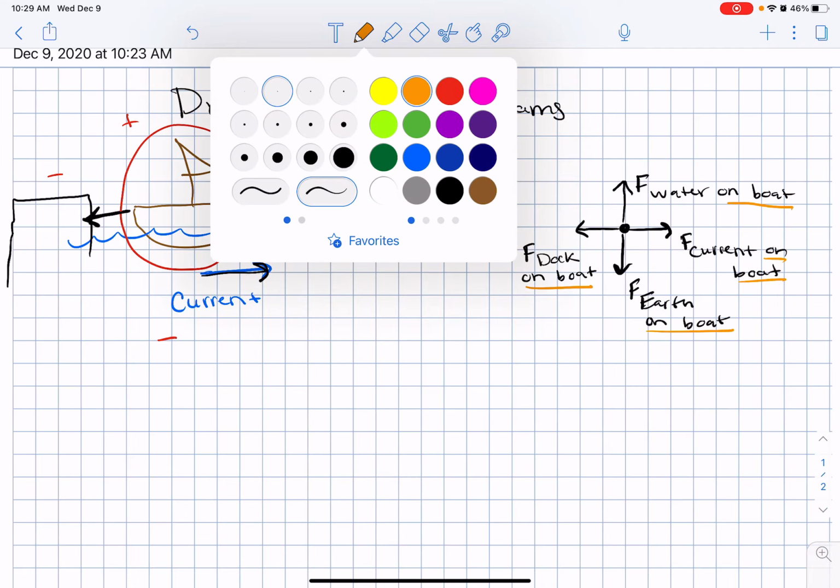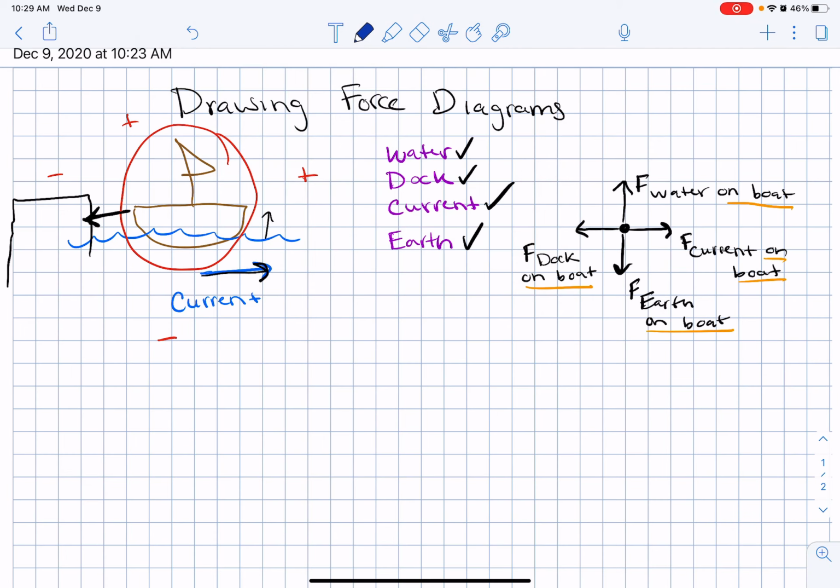But the next thing I want to do is I want to be able to write a sum of the forces statement. And we can see in this case, we have horizontal and vertical forces. So we're going to need a sum of the forces statement for the horizontal direction and for the vertical direction.